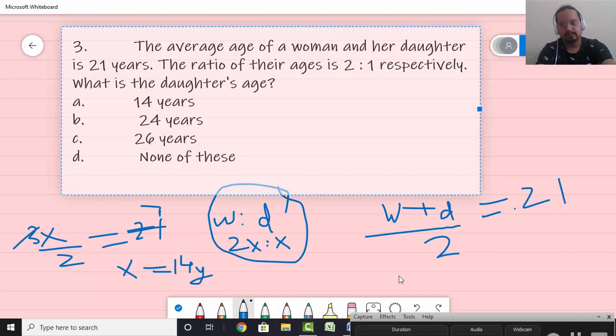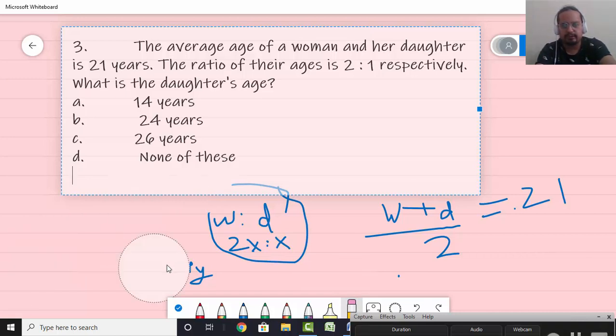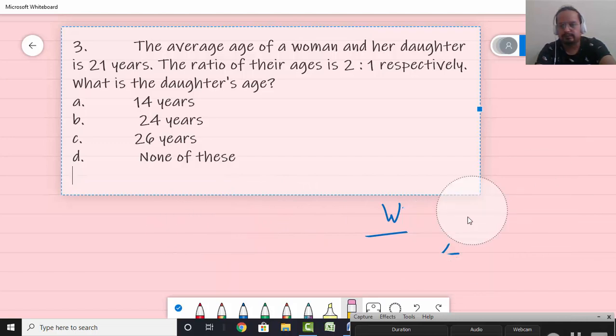All right, but the questions might get a step more complicated than this. So this was, I guess, simple. Let me take a slightly different example here to illustrate the concept of ratios in averages and otherwise. So let's say there is a question which says that a woman and daughter get paid for work in the ratio 2 is to 1. All right.